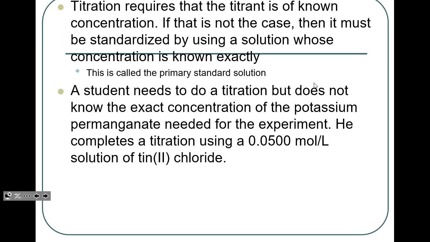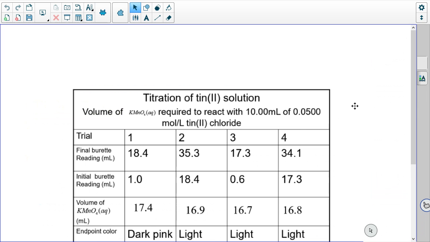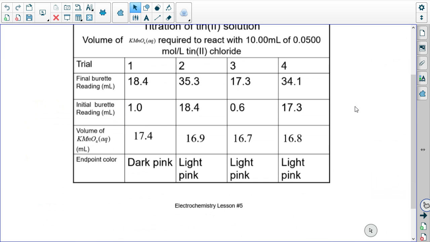So here's a question. A student needs to do a titration but does not know the exact concentration of potassium permanganate needed for the experiment. He completes the titration using a 0.05 mole per liter solution of tin(II) chloride. This is the experimental evidence that is collected.